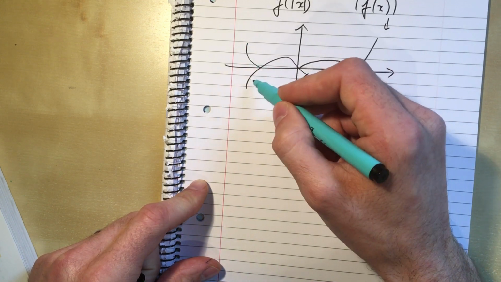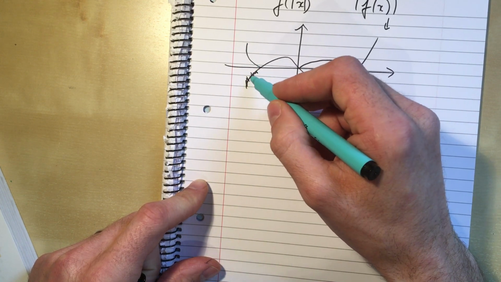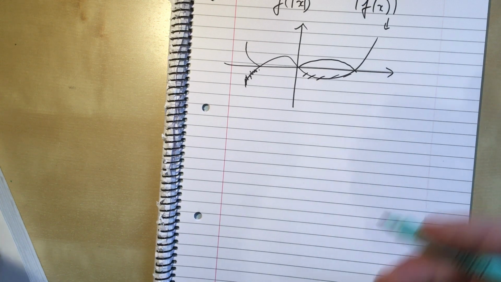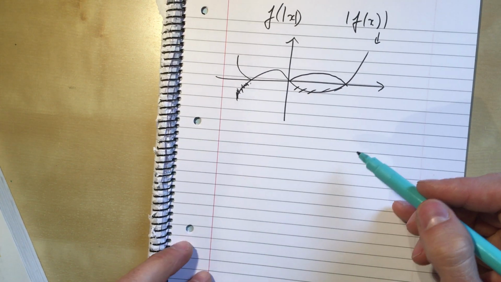Now if you're not quite sure why, then go back to section 2.1, look at the video on it, or look in your textbook, get the idea of what the modulus is. It means ignore the minus sign, anything that's negative make it positive, so that's why we get that shape.